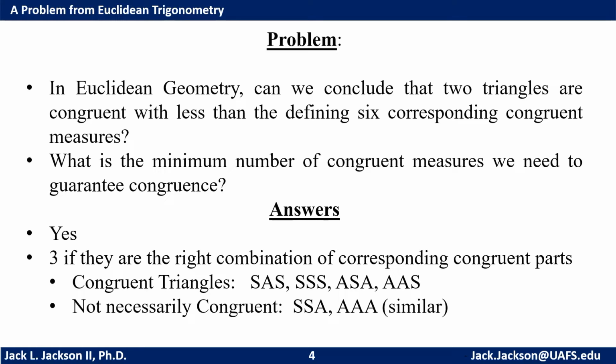But if we had side, side, angle, or angle, angle, angle, those three corresponding parts congruent was not necessarily enough to make them congruent, although the AAA condition was enough to guarantee that the two triangles are similar. That's going to be important in a minute.